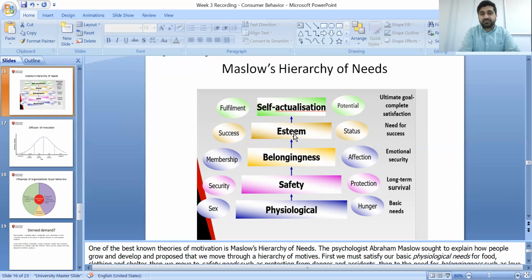After this stage, we will look after self-actualization, that yes, I have gotten each and everything. Now my goal has been completed. Now I'm feeling satisfied. So this is the self-actualization stage, and this is the last stage, which represents the completion of goals and the satisfaction level.